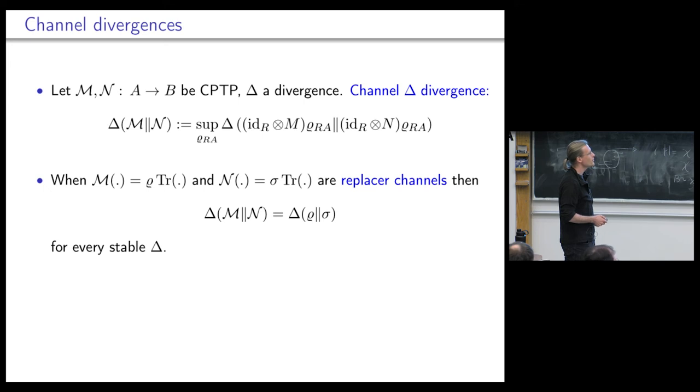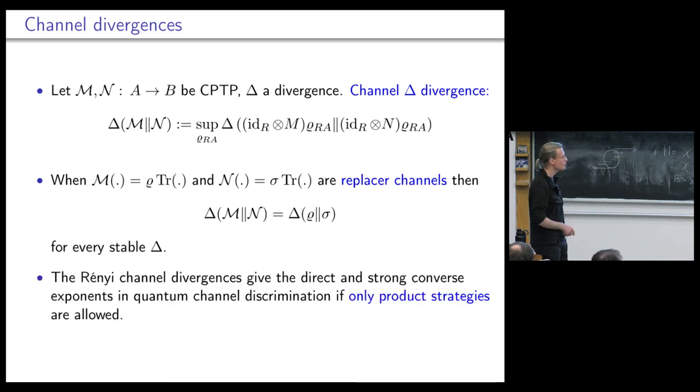The channel divergence is defined as an optimization of taking inputs to the channels, allowing a quantum environment R, letting the channel act on half of the state, and optimizing over all possible input states. And this concept is a generalization of a concept of states. Namely, if you take so-called replacer channels that just trace out everything and map everything to the same fixed state, then this channel divergence reduces to the divergence of the states for every divergence that is stable.